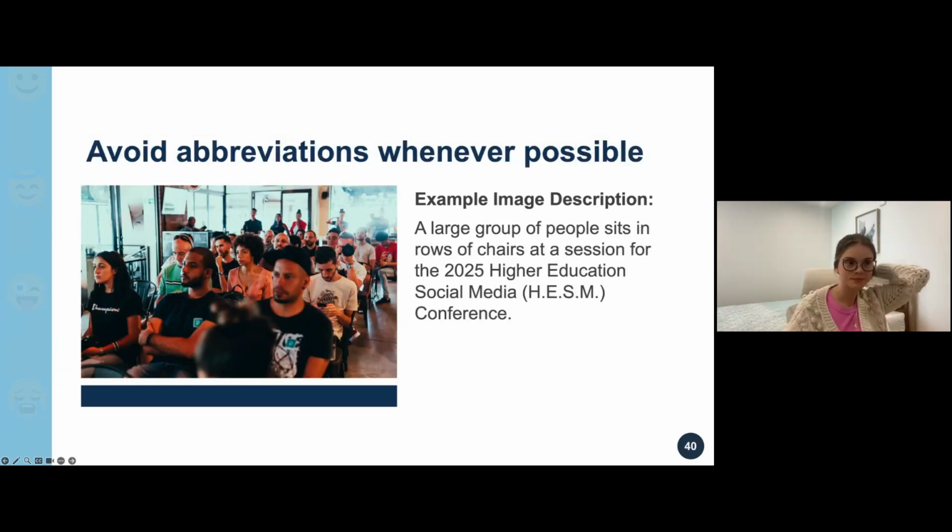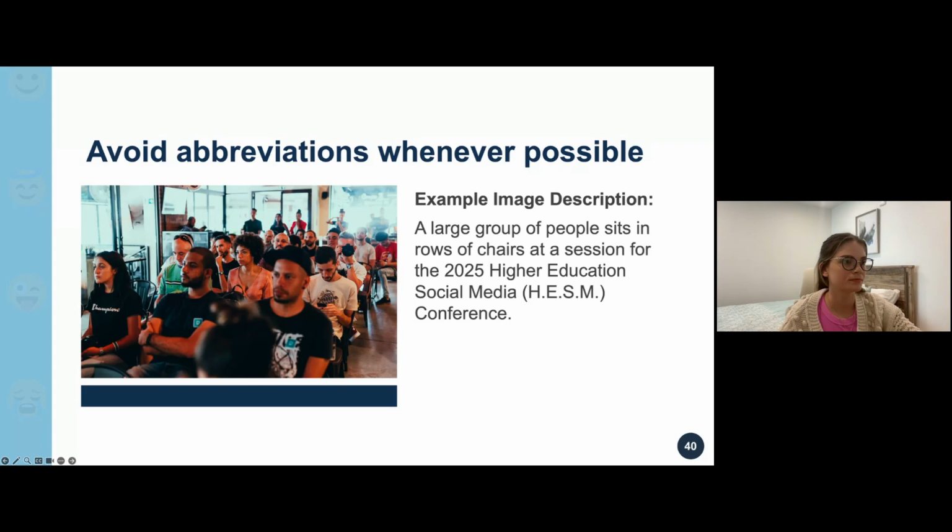Avoid abbreviations whenever possible. It's better to type out the full name or title of a person, place, or thing because screen readers don't always read abbreviations like acronyms and initialisms correctly. If you use an initialism in your image description or any of your digital content for that matter, type out the full name or title first and then place spaces or periods in between each letter of the initialism.